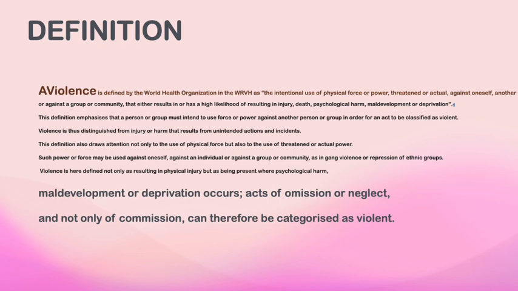either results in or has a high likelihood of resulting in injury, death, psychological harm, maldevelopment or deprivation. The definition emphasizes that a person or group must intend to use force or power against another person or group in order to be classified as violent. Violence is thus distinguished from injury or harm that results from unintended actions and incidents.